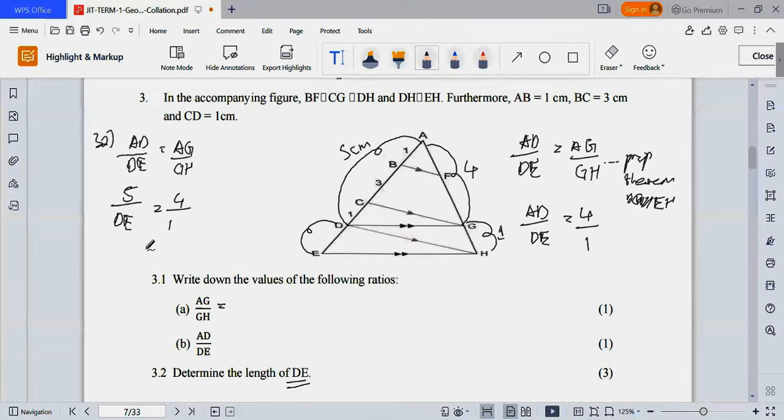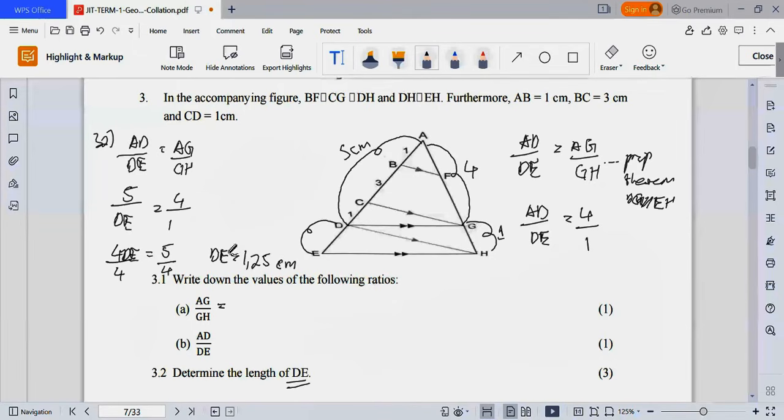So to calculate this, we can just cross multiply here. So this will give us 4DE is equal to 5. So if we divide both sides by 4, then the DE here is supposed to be what? So let's say 5 over 4. That's 1.25. 1.25 centimeters. So that's how you calculate that.